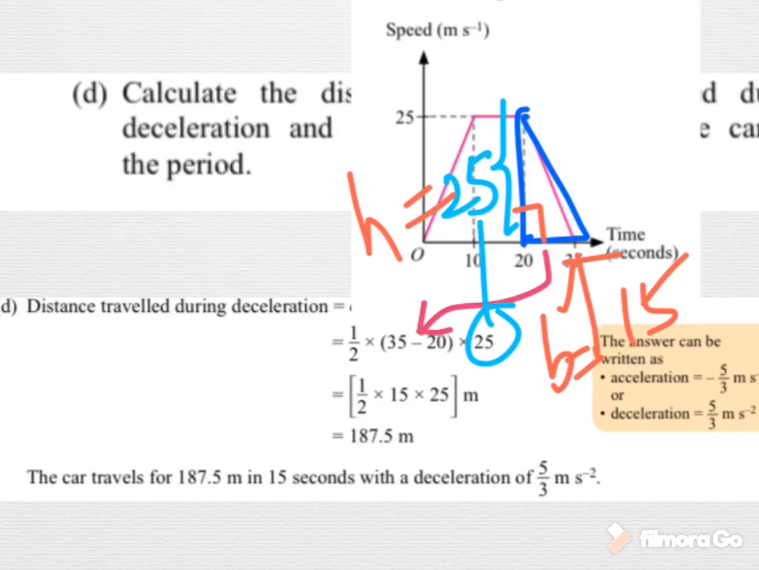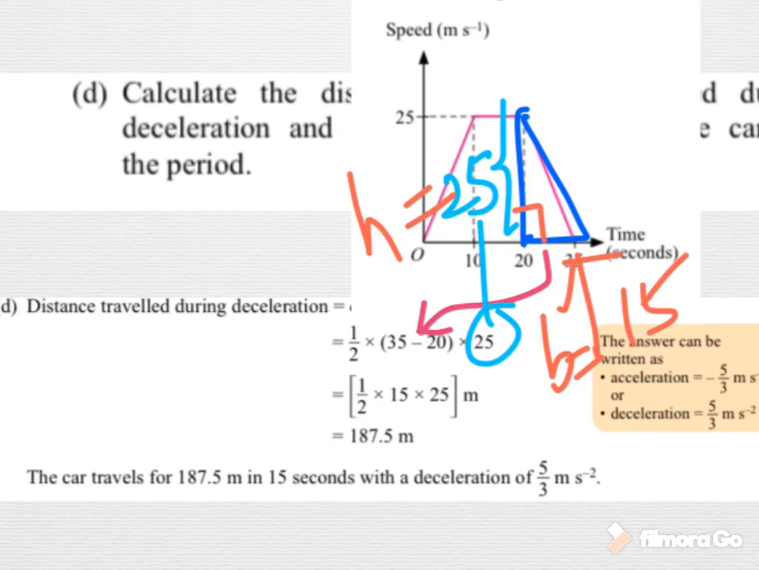So the distance traveled during the deceleration time is 187.5 meters in 15 seconds with a deceleration of 5 over 3 meters per second per second. Again, to describe the motion, you need to use the keywords. The car travels 187.5 meters in 15 seconds with a deceleration of 5 over 3 meters per second per second. You must write it in a sentence with the right information. There are 3 pieces of information: the distance, the time and the deceleration.